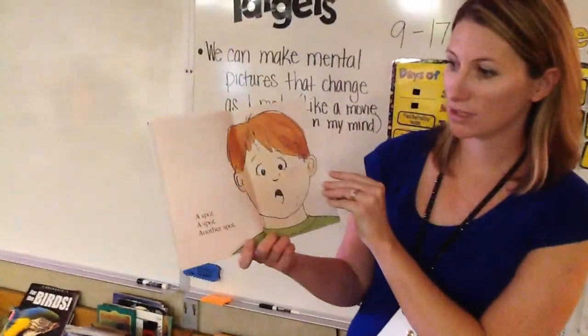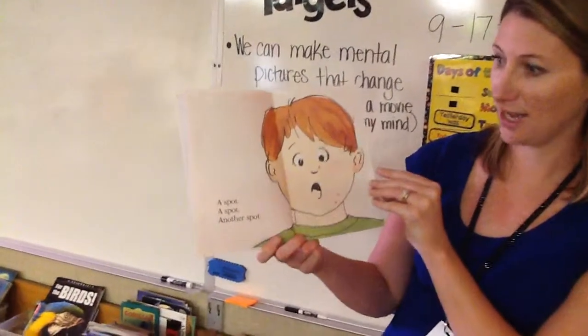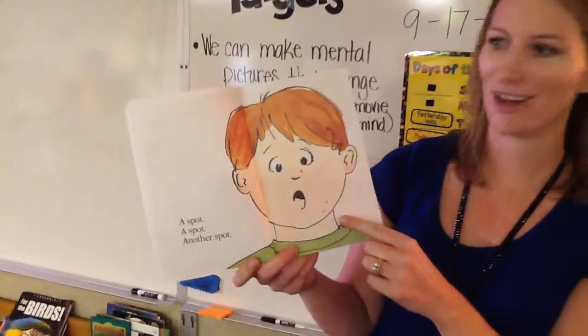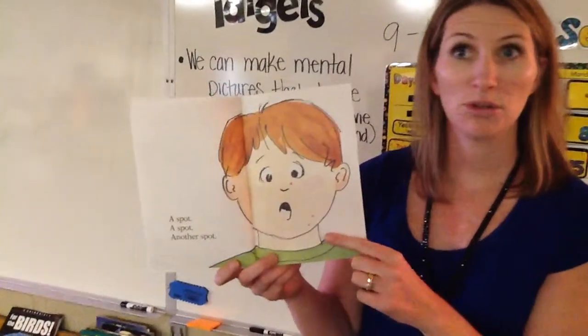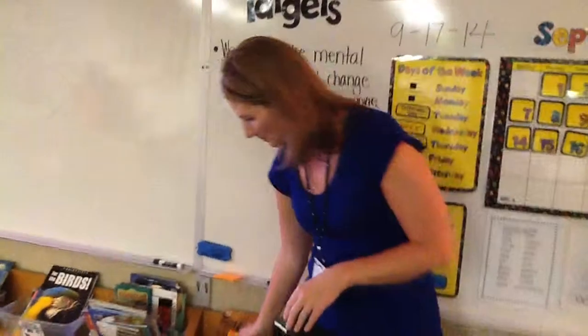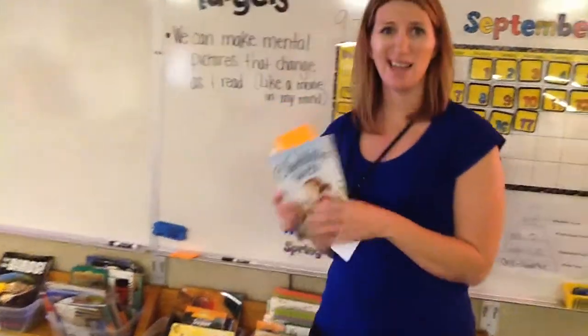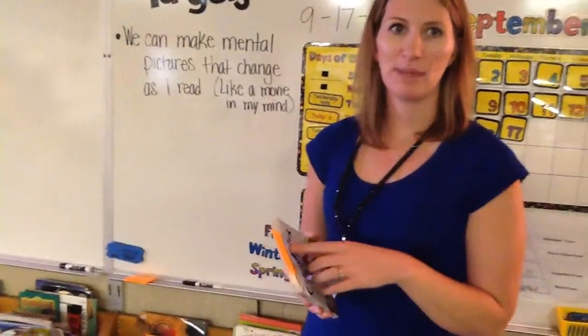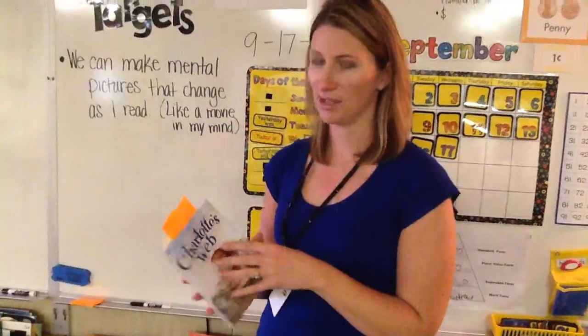So when you see the words, a spot, another spot, you can see in the pictures that they put spots on the face of the little boy. So your mind didn't have to do a lot of visualizing. But as you get older, you start to read books that may not have pictures on every page. So when you do that, you have to make pictures in your mind. And so that's called visualizing.